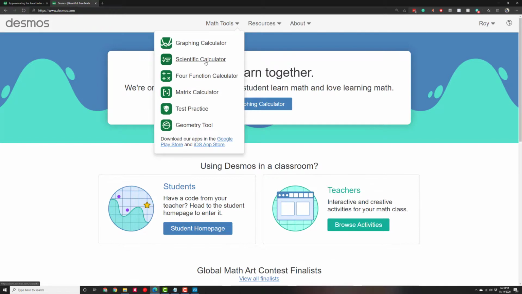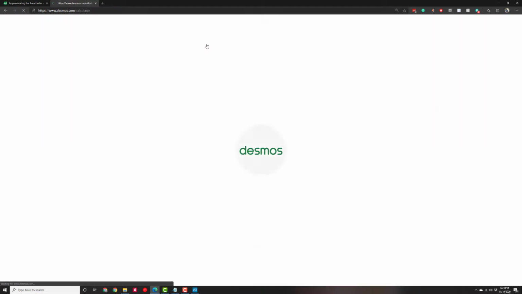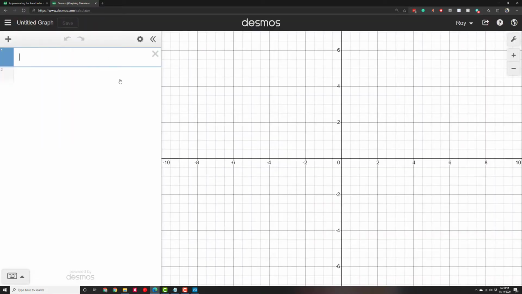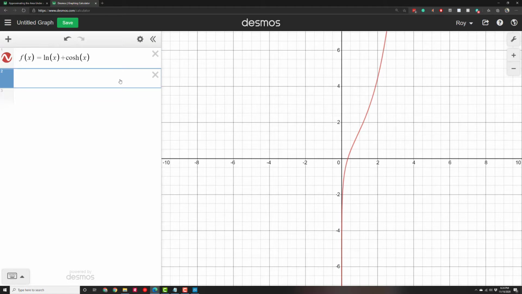The way we're going to actually find the summation using Desmos is not through the scientific calculator. The reason why is because their scientific calculator in Desmos cannot do sums. However, their graphing calculator can. So the way I do it is I'll type in the function. The function that we had was the natural log of x plus the cosh. Now, if they don't have the cosh, oh, they do have the cosh. That's good. If they didn't have the cosh, I'd write it in exponential form, but that's fine.